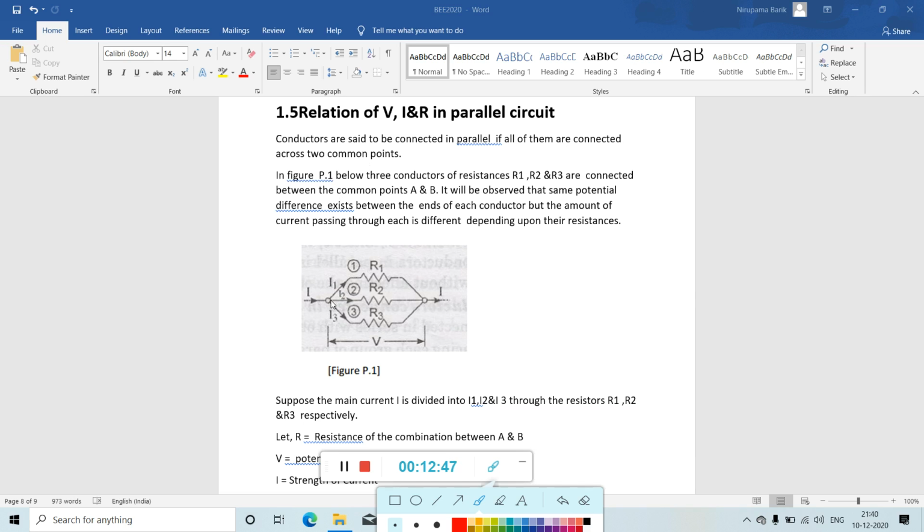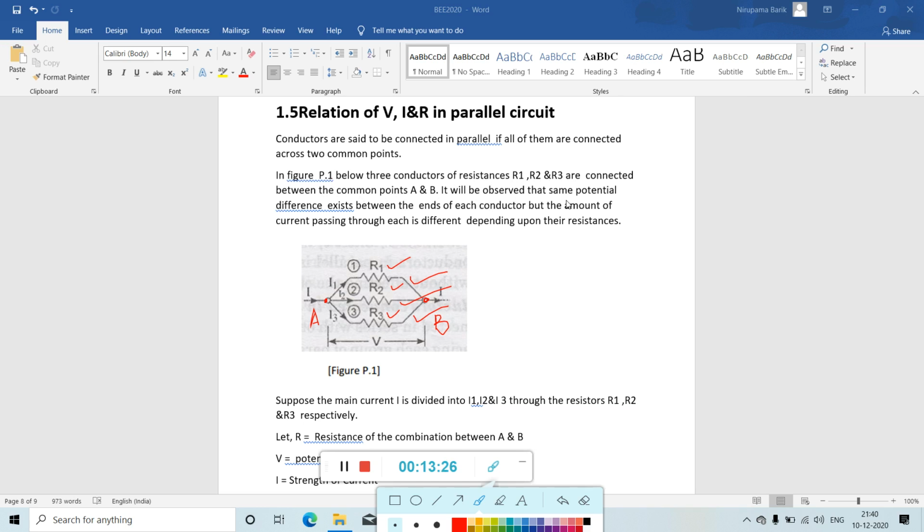See here, this is one conductor, this is one conductor, this is one conductor, and each conductor has resistance R1, R2, R3, and these 3 conductors are connected across 2 common points. So this is one common point and this is one common point. Let it be named, this is point A and this is point B. Okay. So in this figure, 3 conductors of resistances R1, R2, R3 are connected between the common points A and B.